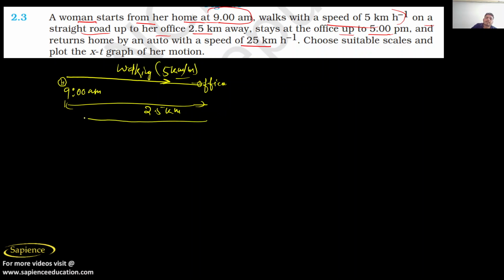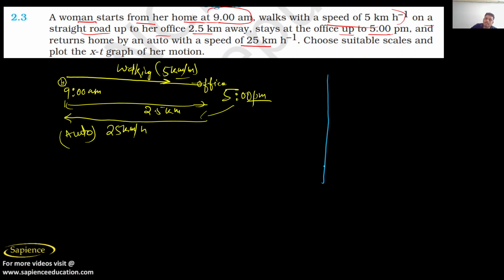Now again she returns from office to home at a speed of 25 km per hour by auto. Okay, so up to 5 p.m. she stays at the office. After that she returns home. So we need to draw or plot the graph. So let us plot the graph.